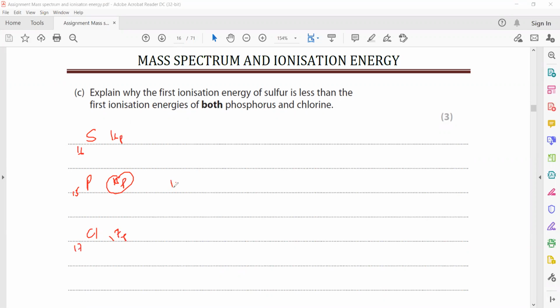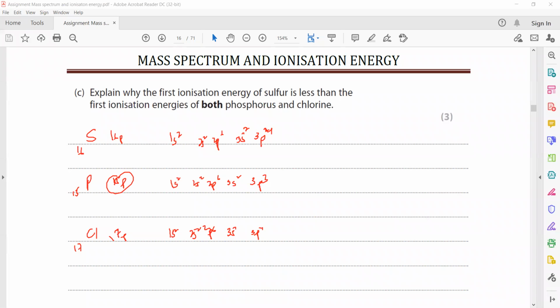When we write the electronic configuration, phosphorus is 1s2, 2s2, 2p6, 3s2, 3p3. Chlorine will be 1s2, 2s2, 2p6, 3s2, 3p5. And sulfur we already mentioned, 1s2, 2s2, 2p6, 3s2 and 3p4, since 16 electrons are needed, so this will be 4.